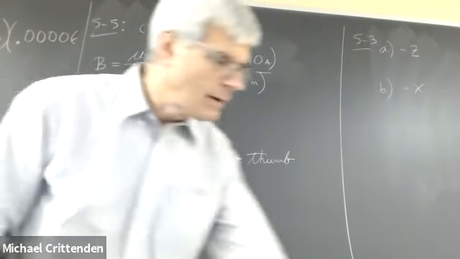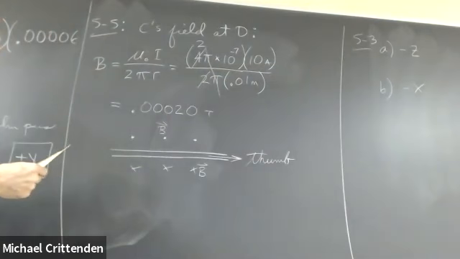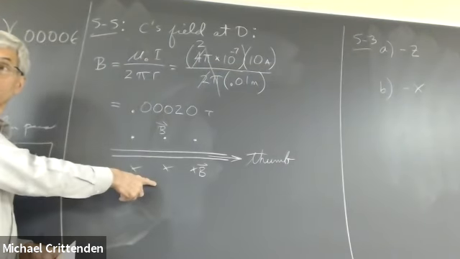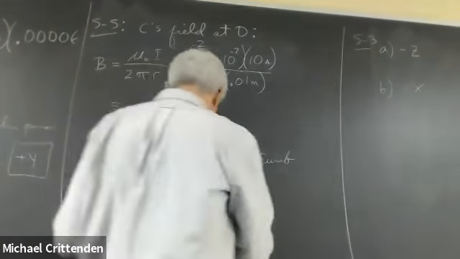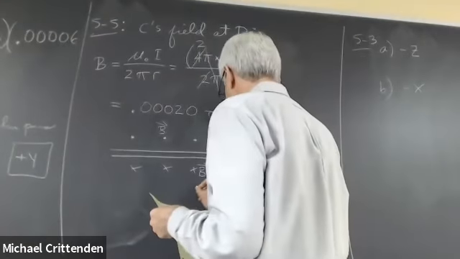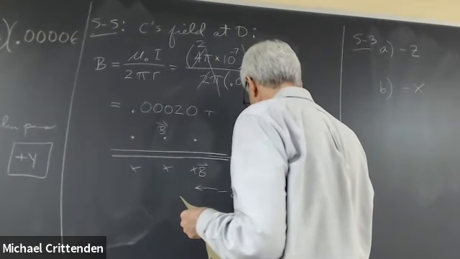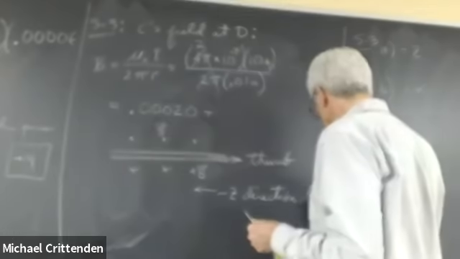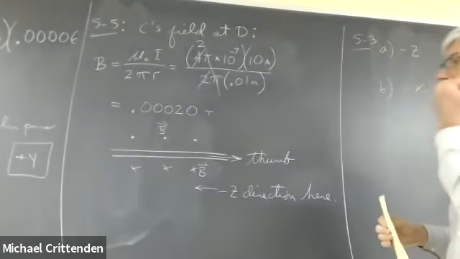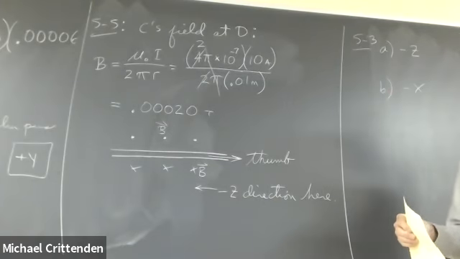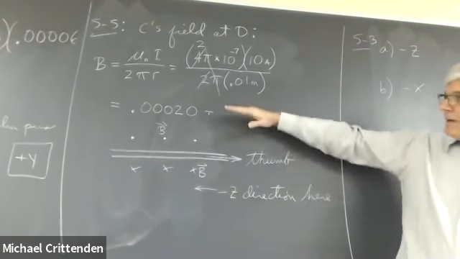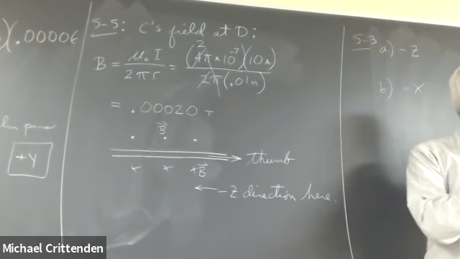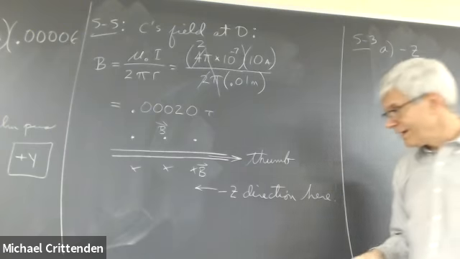Well, we're interested in the field down here because that's where the other wire is. So at the location of wire D, the field has this strength and this direction. Not the answer yet. That's just halfway.